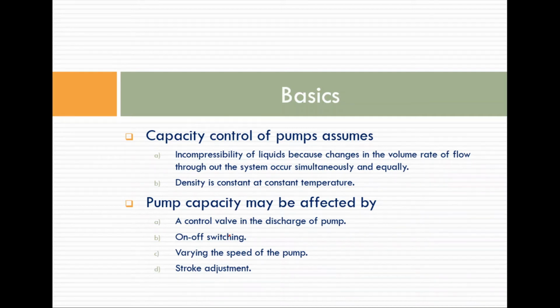So that is the first thing. At all points we are expecting similar changes in flow rate. So that one is an advantage if it is incompressible. And the second one is that density is constant at constant temperature. We are assuming that the density is constant at constant temperature. So this one is the second assumption.